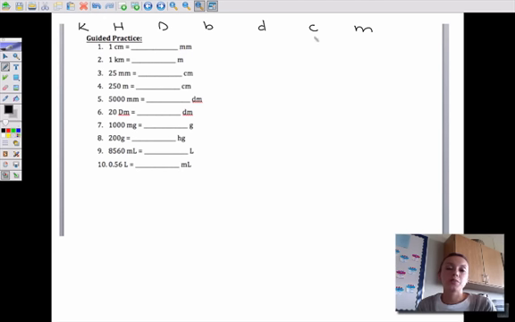So looking at my metric prefix chart, that means I'd have to go from centimeters to meters, and I would move 1 spot over to the right. So I'm going to make myself a note that I'm moving 1 spot to the right.